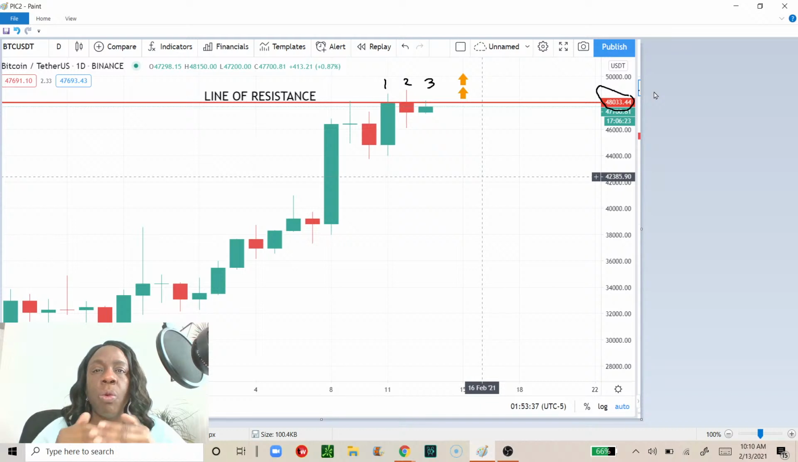It's a tug of war between your buyers and your sellers constantly. So we, the buyers, we want price to go up. But the sellers, they make money when price goes down. So at this line of resistance, it's a tug of war. It's a question of who's going to win.